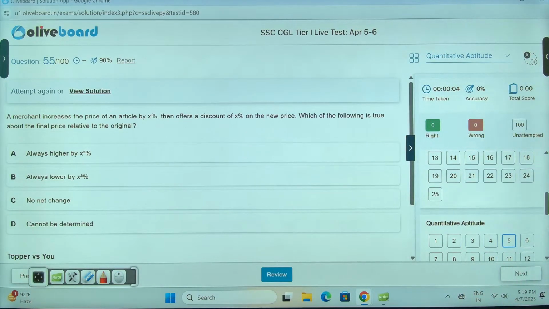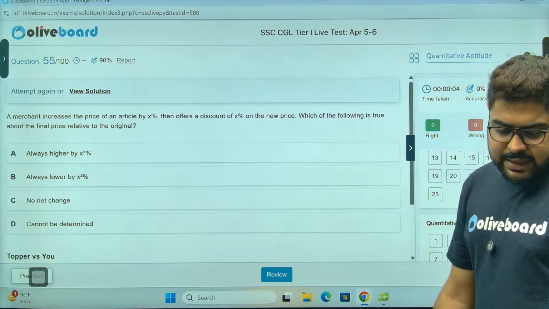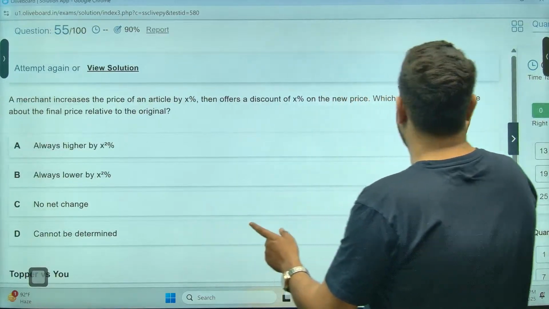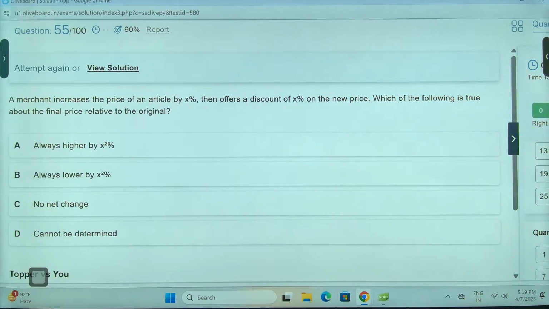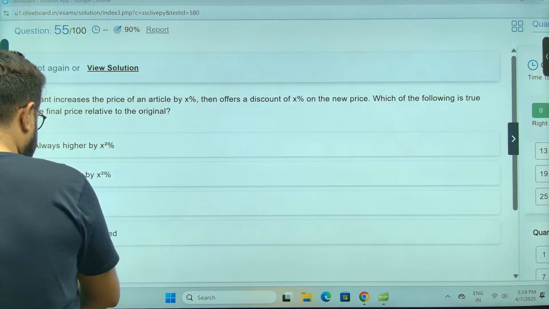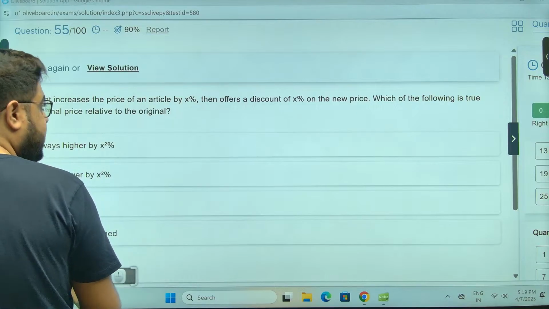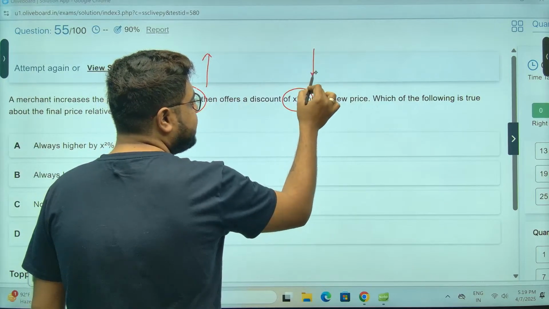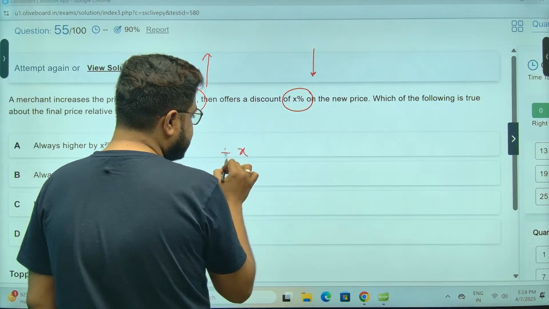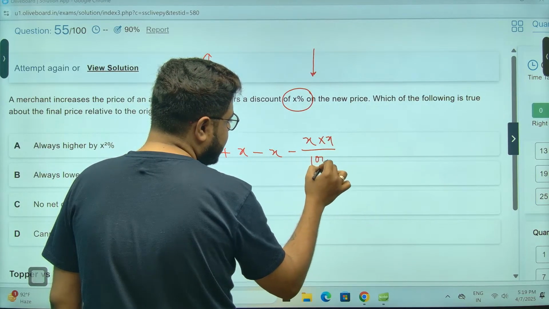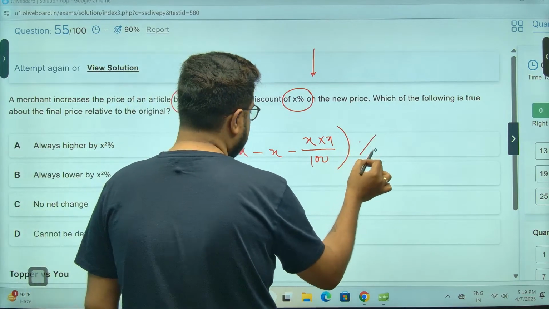Next one, sir. A merchant increases the price of an article by X%, then offers a discount of X%. The answer will be X squared by 100%. You see, AB theorem, simple AB theorem, sir. X% increment first, and then, sir, X% decrement. So X plus (minus X) plus X into (minus X) by 100. This much percentage. Gone, sir.